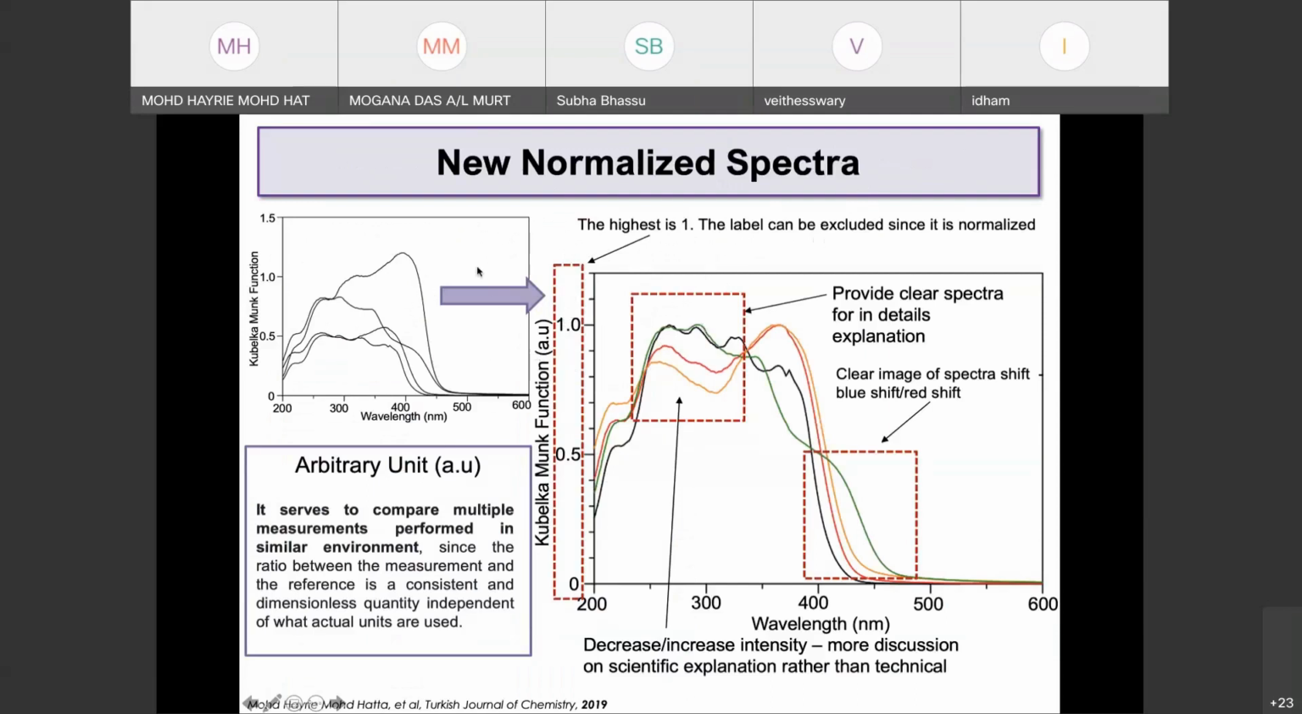This is a comparison between before normalization and after normalization. Basically, it provides clear spectra for a detailed explanation, a clear image of the spectra shift, blue shift or red shift, and the increased intensity. You can have more discussion on the scientific explanation rather than the technical.